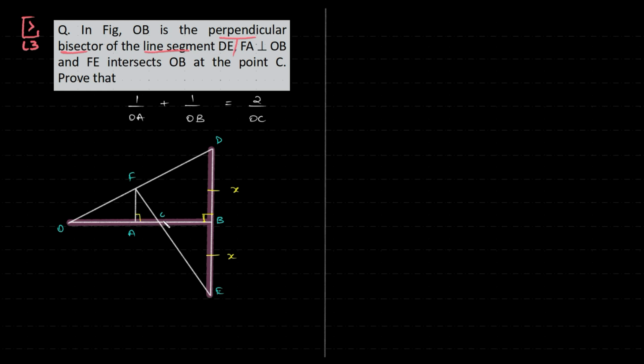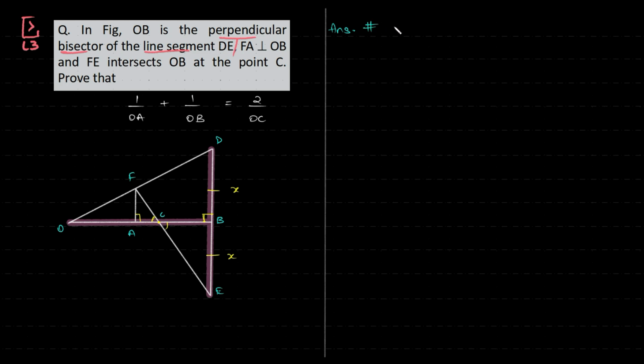And FE intersects OB at point C. That is, these two are vertically opposite angles. Whenever they talk about intersection of lines, it means what? We have two straight lines joining at C. This is what they give us indirectly. So let's start off the answer. It's a proof question.